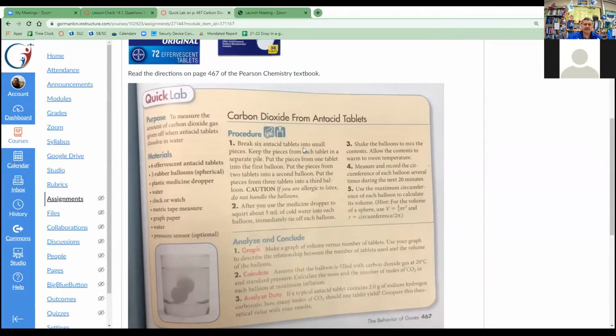The first thing we have to do is break 6 antacid tablets into pieces. So I'm going to go ahead and go to the document camera so you can have a better view of what I'm doing. Okay, so here I am on my desk. Let's see if we could get some stuff going here. Here's the board and pestle.